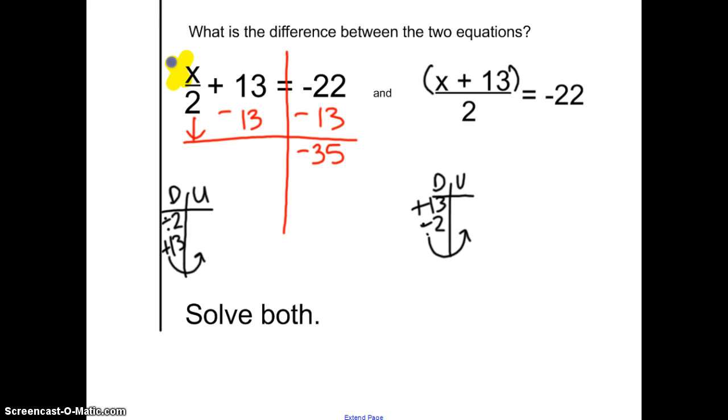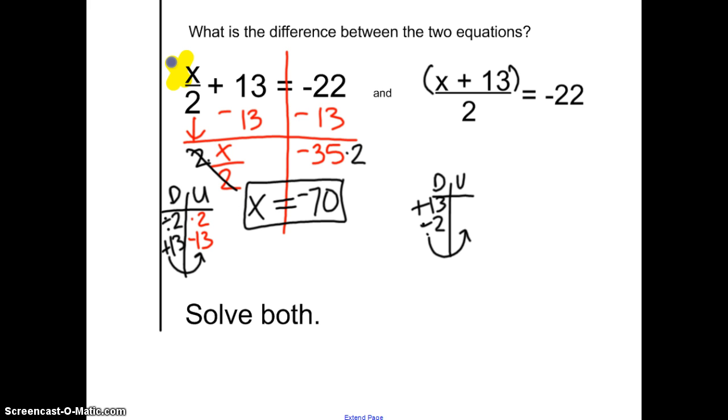All right, then I drop this down, so I've got x over 2. That means divide. How do you undo divide? Times. Good. So I times 2. I write it up high, so it simplifies out. Times 2, x equals negative 35 times positive 2, negative 70.